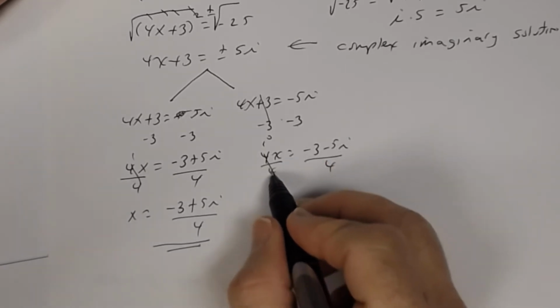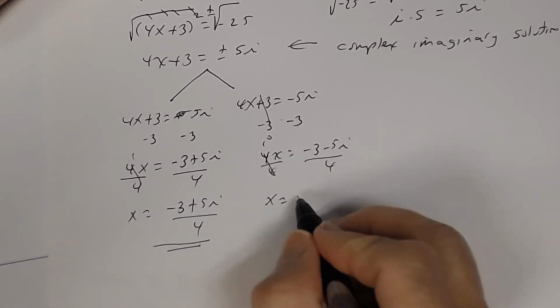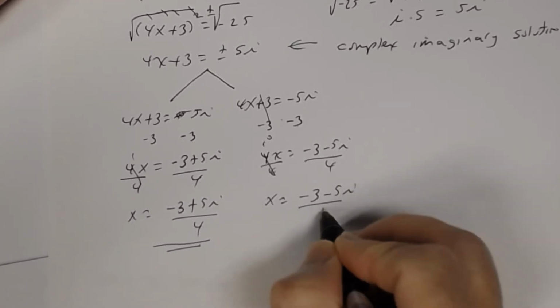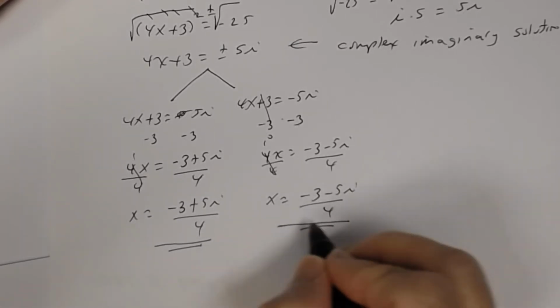I get 4 divided by 4 is 1. 1 times x is x. So I get x to be negative 3 minus 5i divided by 4. And so that's your 2 solutions.